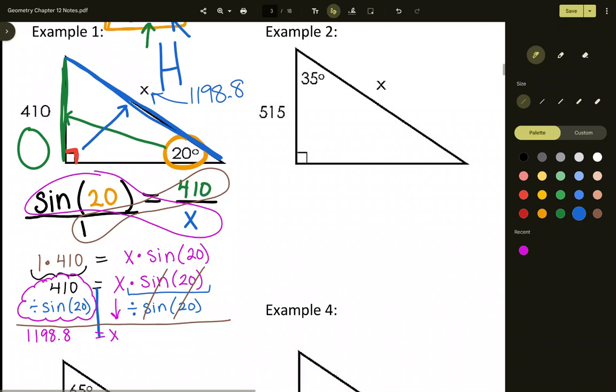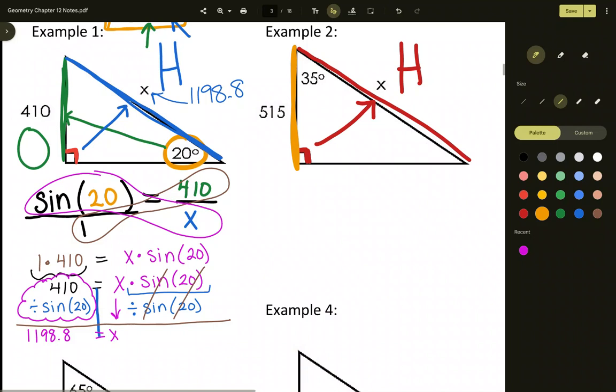All right, let's try another one. So this next one is looking at, again, a right triangle, but here we have a 35-degree angle, and we're missing a side, and we've got a side listed as 515. So I'm going to identify what we have first. Here we've got a 90-degree corner. Across from that, this length would be the hypotenuse. And then I've got this length here listed as 515. The 515 is next to the given angle and next to the 90-degree angle. So this would be the adjacent side.